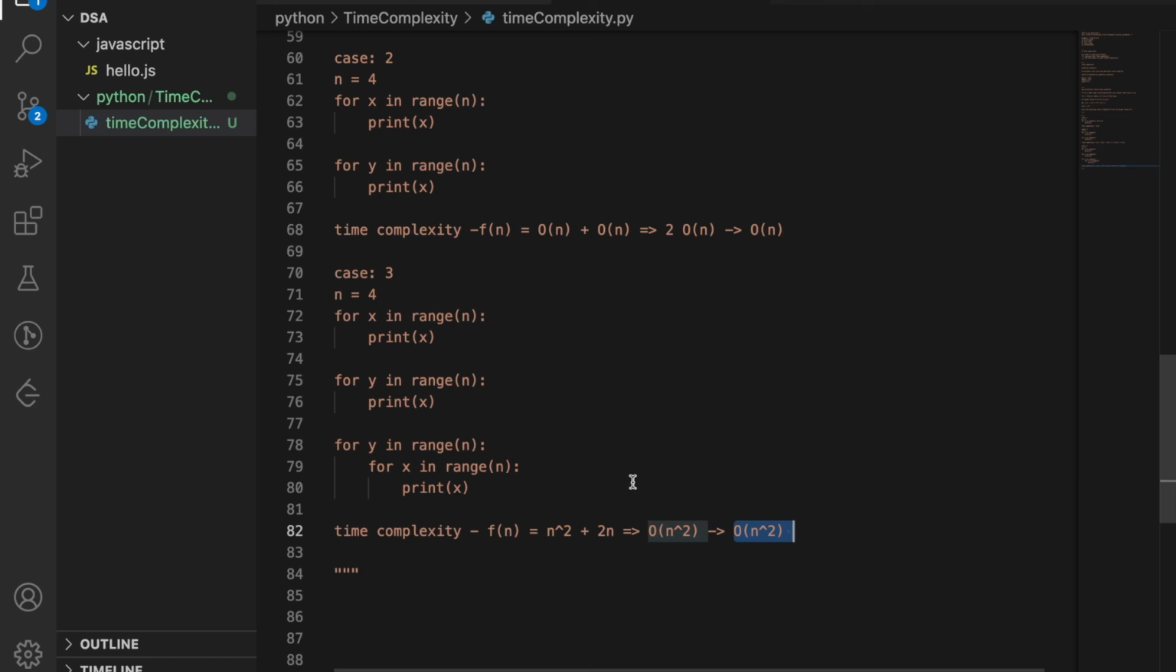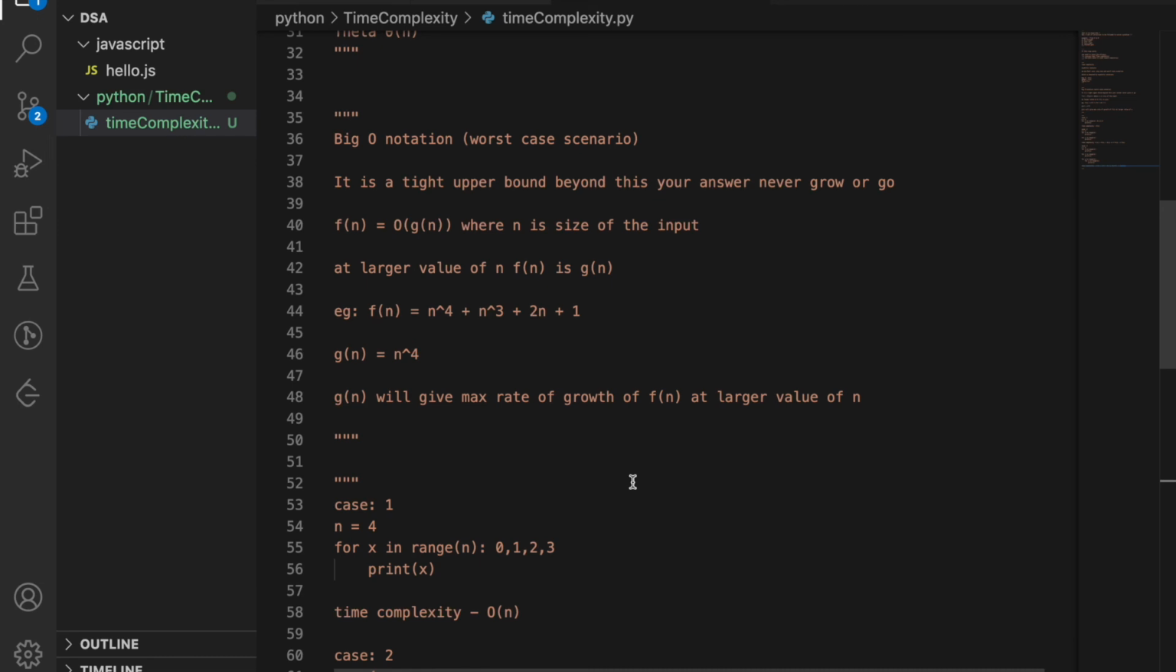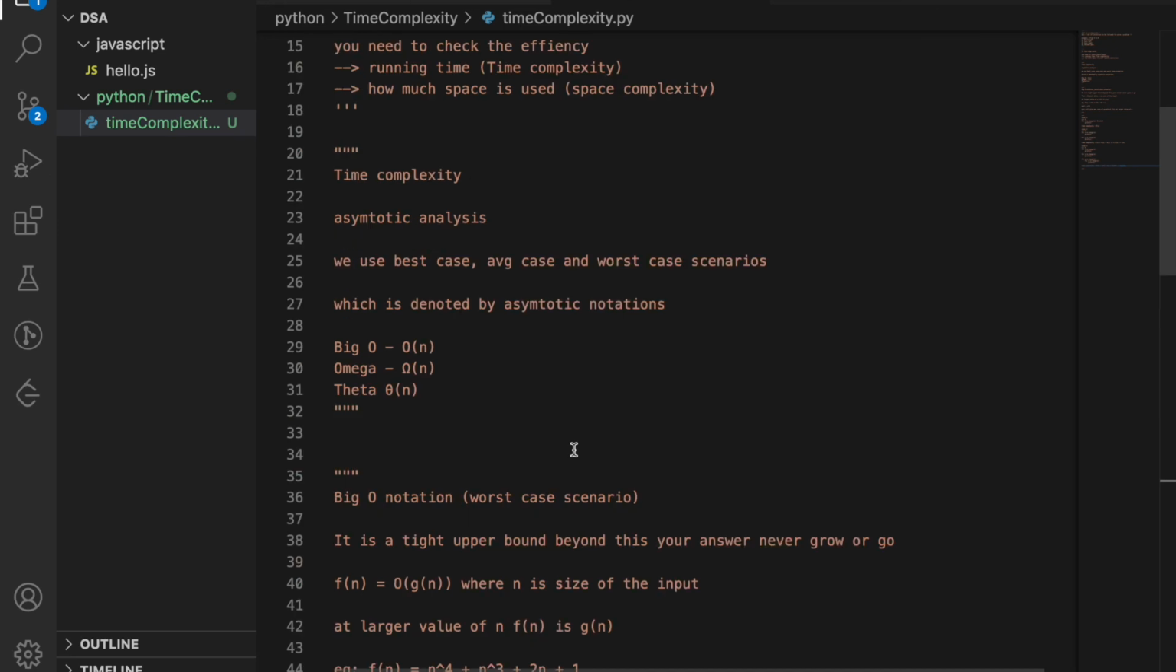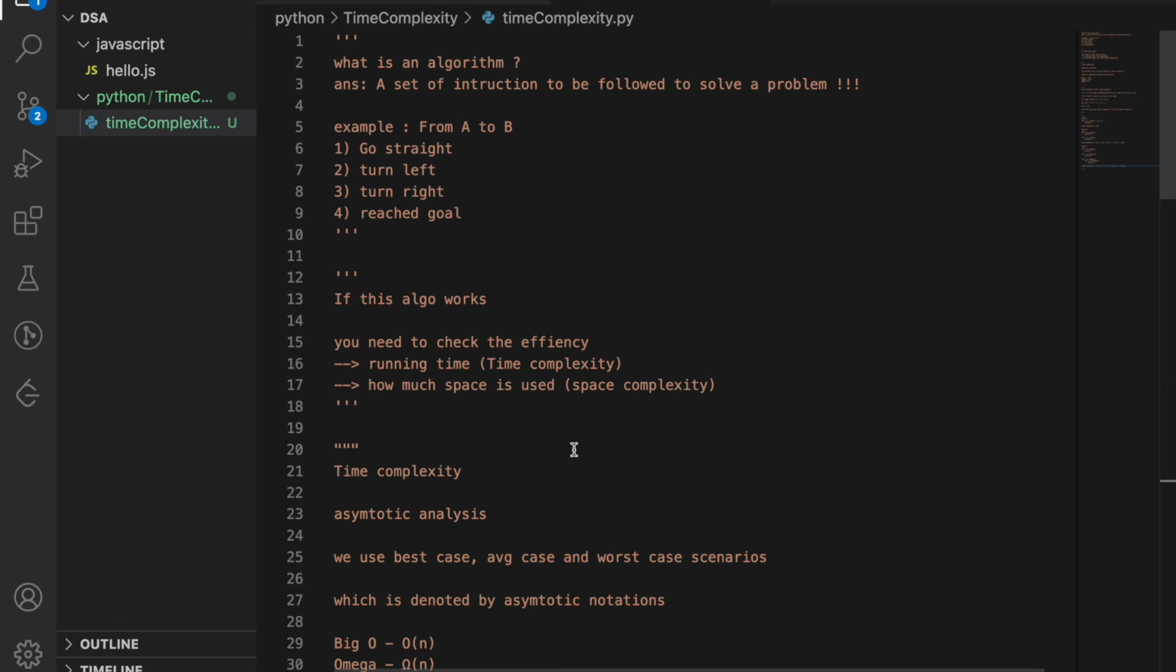This is about time complexity, and we hope you understand the big O notation and the asymptotic analysis. Hope you understand it.